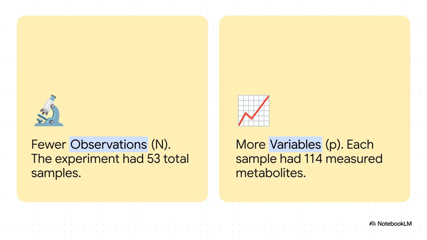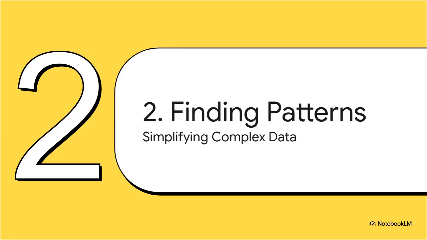This slide just lays out this central dilemma perfectly. In the study we're looking at, scientists took just 53 samples, but for each and every one of those samples, they were tracking 114 different metabolites. This is what's known as the N is much less than P problem, where you have way more variables to measure than actual observations. It's kind of like trying to solve a huge mystery when you've got way more suspects than you have clues. So, with this absolute flood of data, how in the world do scientists even begin to make sense of it all?